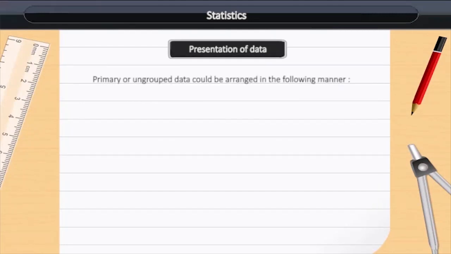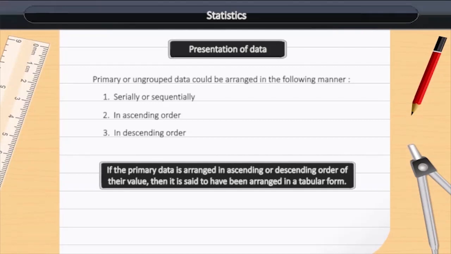Primary or ungrouped data could be arranged in the following manner. 1. Serially or sequentially. 2. In ascending order. 3. In descending order. If the primary data is arranged in ascending or descending order of their value, then it is said to have been arranged in a tabular form.